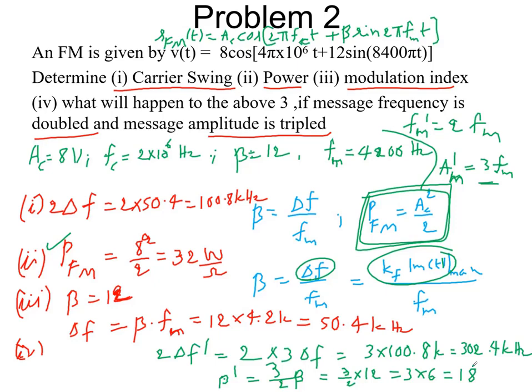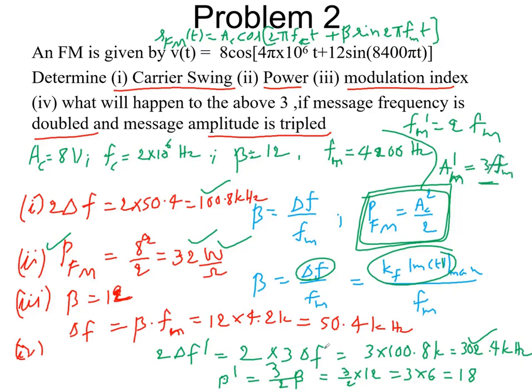Now hope everybody is able to get the answers for everything. 2 del f is 100.8, whereas here 302.4. Power in FM is, in both cases, the same, that is 32 watt per ohm, since there is no change in the amplitude of the carrier. But there are changes where? There are changes in frequency. The frequency of the message is going to get doubled, which means the new message frequency is 2 times the old message frequency. Then the new message amplitude is getting tripled, 3 times the old message amplitude. Sorry, this is 3 times Am.